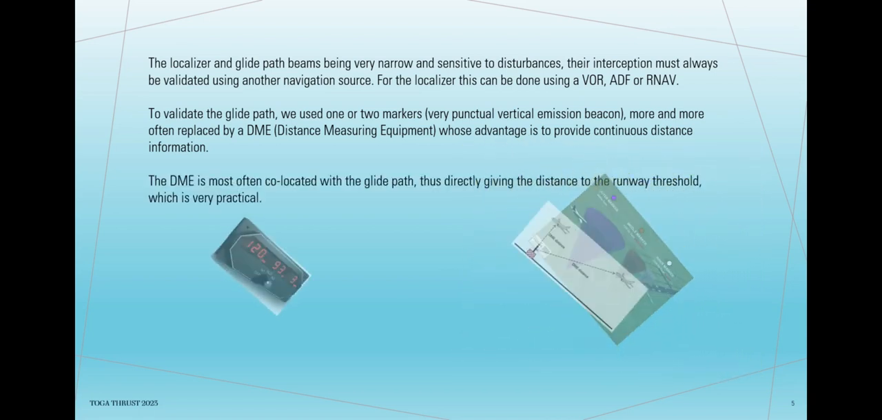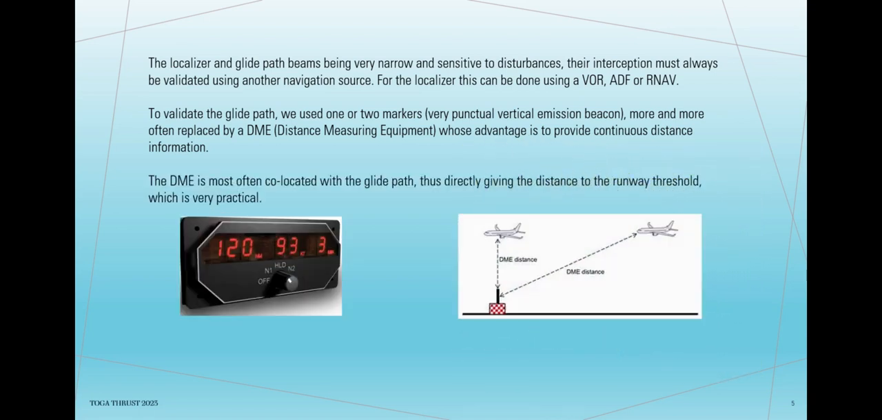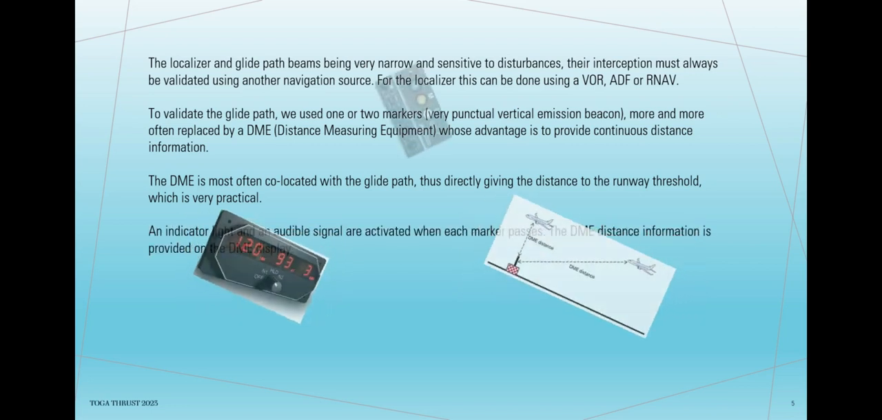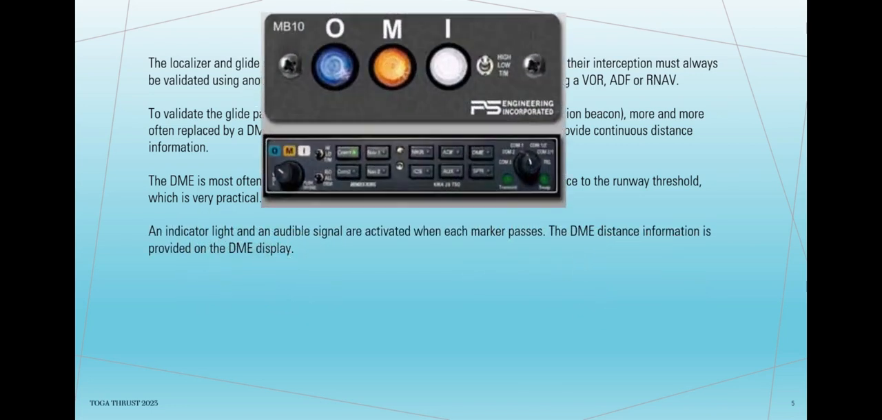The DME is most often co-located with the glide path, thus directly giving the distance to the runway threshold, which is very practical. An indicator light and an audible signal are activated when each marker passes. The DME distance information is provided on the DME display.